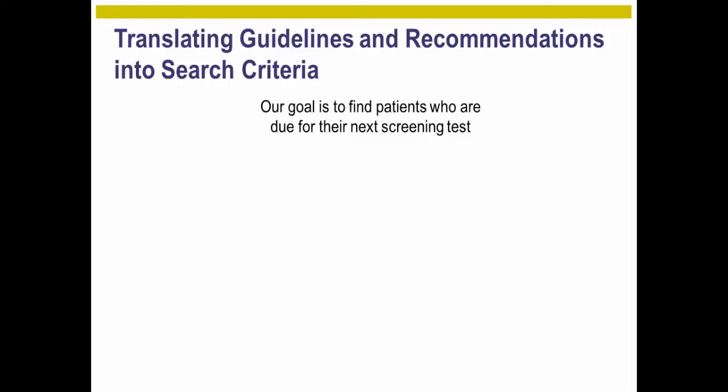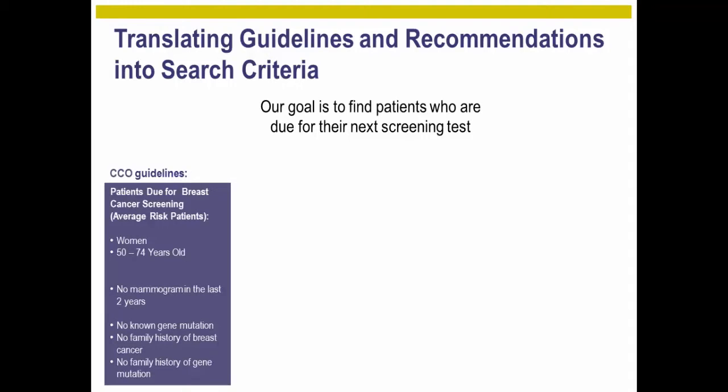So now that we've covered how search criteria works, the next step is to figure out what we want our criteria to be based on. For this, we look to Cancer Care Ontario's screening guidelines and recommendations. In this example, we will create a search to find patients who are at average risk for breast cancer. The search will be intended to find those patients who are due for a mammogram.